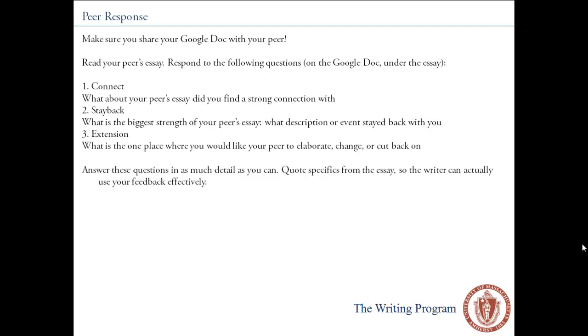Don't write a 1 or 2 line response for each question, because the more details you give them, the better they can learn from your feedback, because they're going to get 2 sources of feedback. One is from me and one is from the peers. The way I would give feedback would be different, so that way they have 2 styles of feedback, and it's important that both you as a peer and me as a teacher are authentic and elaborate in our feedback so they can improve their essay. Quote specifics from the essay so the writer can actually use your feedback effectively. So again, you have the Connect, Stay back, and Extension, and you'll respond to these questions after reading your peer's essay. Your response would be right under the essay of your peer on the Google Doc.